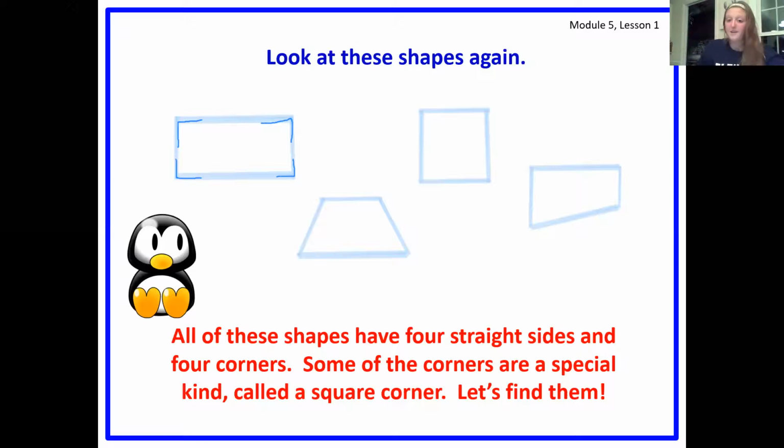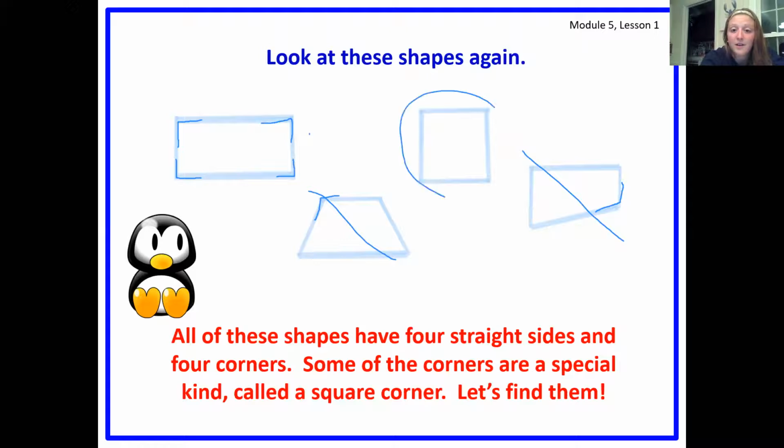Because if you were to put a piece of paper in them, the corners would match up perfectly like this, right? But if you look at one like this, it is not a square corner because the lines are not straight. One of them kind of angles and they're not going perfectly in a square corner. So these ones are not a square corner. But this rectangle and this square have square corners.